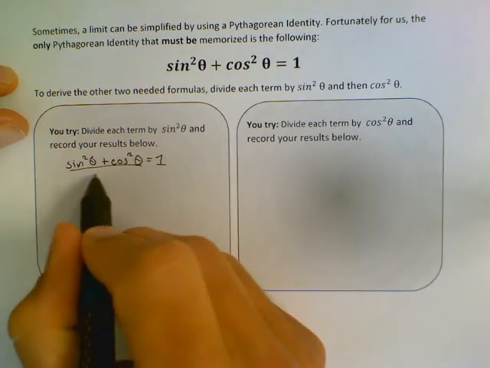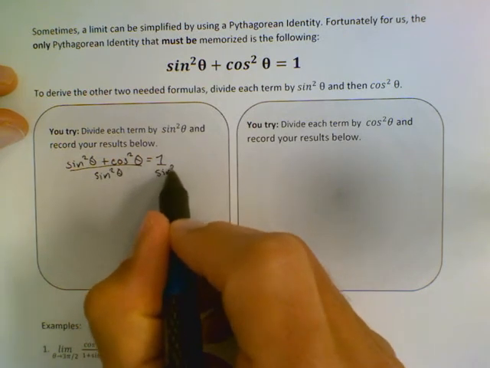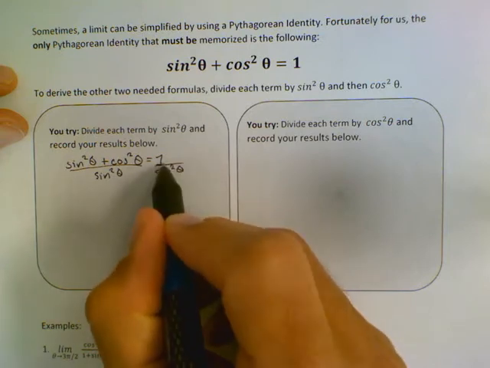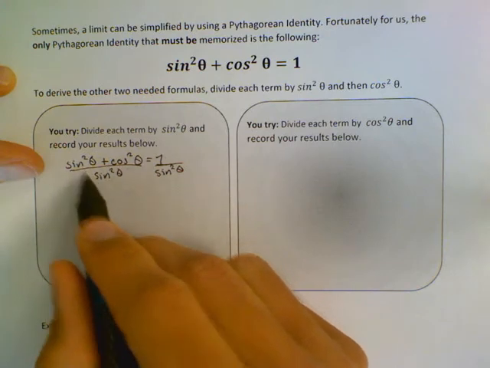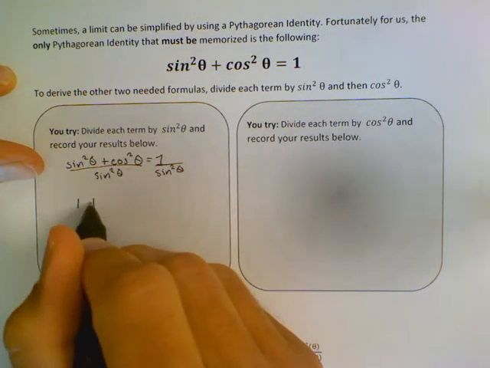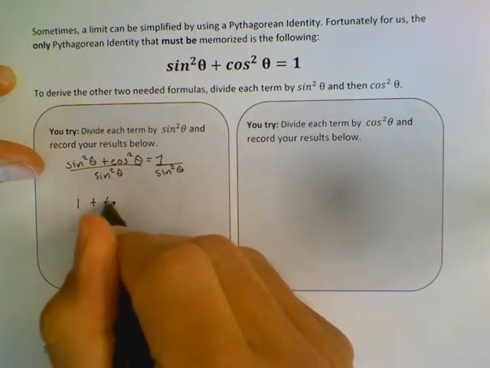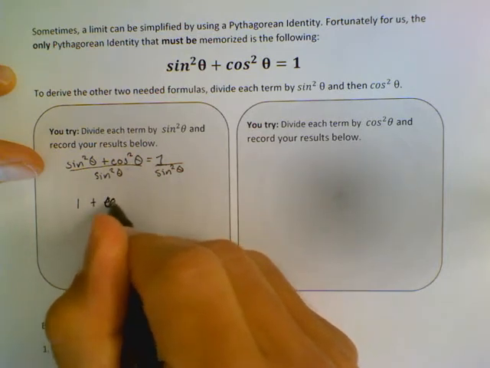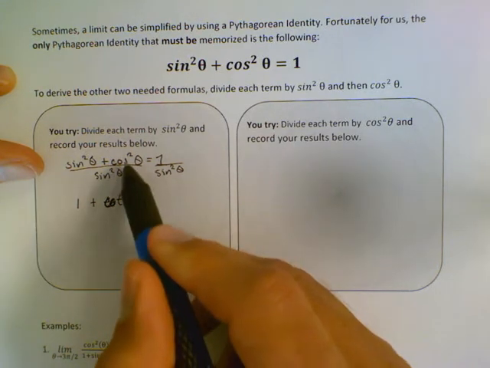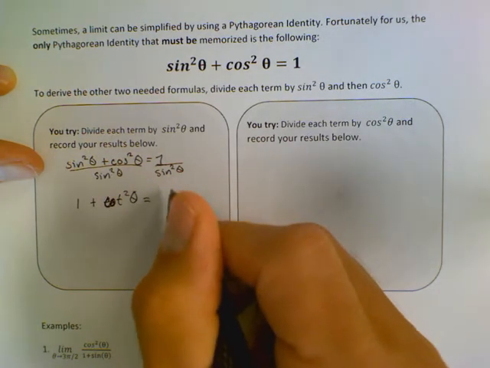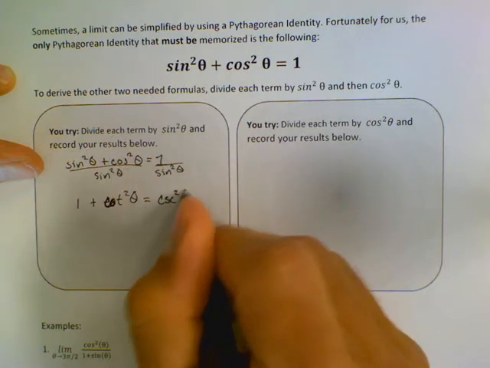So we'll divide both sides of the equal sign by sine squared theta. We learned that we can do algebraic steps like that to each side of the equal sign, and it remains balanced. So sine squared over sine squared is 1. Cosine squared over sine squared is cotangent squared. That is one of those identities that you'll need to know also. Cosine over sine is cotangent. And then 1 over sine squared is cosecant squared.